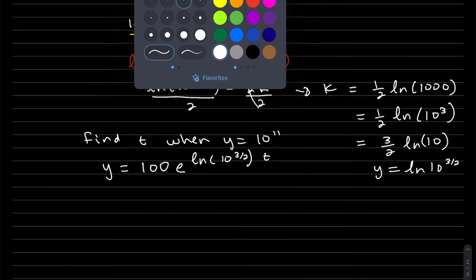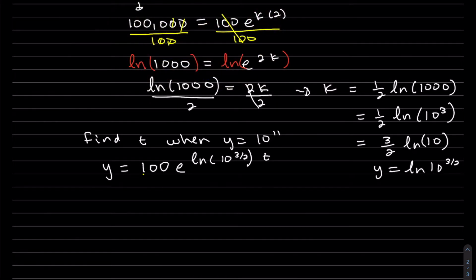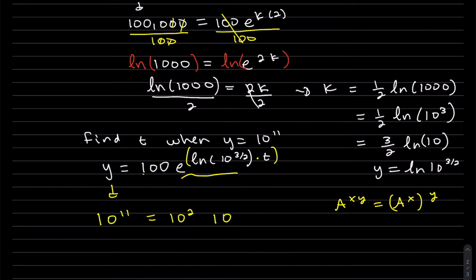So we want to get rid of that 100. Let's put in our numbers, so let's plug in our y. Our y is 10 to the 11th. This is 10 squared. And so we have a to the xy. We can write that as a to the x to the power of y, power to power, because that's times. So it's 10 to the 3/2 raised to the t power.